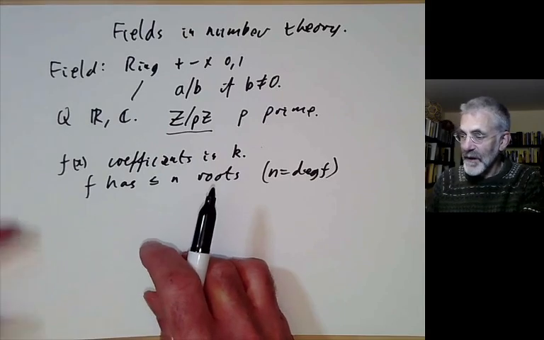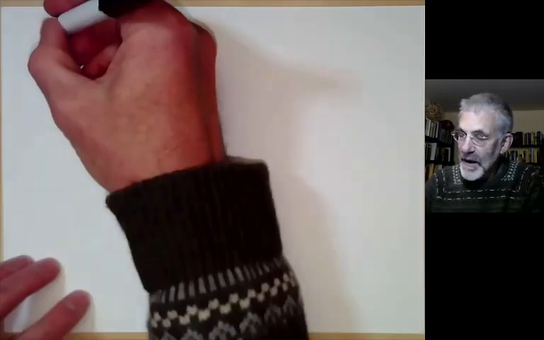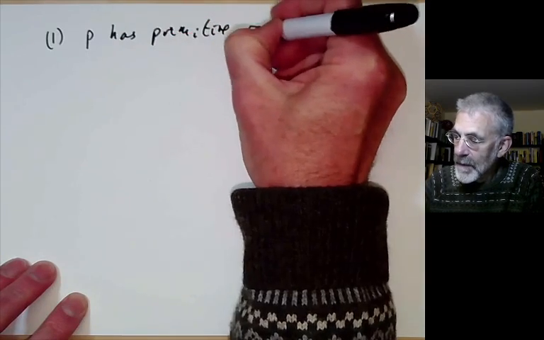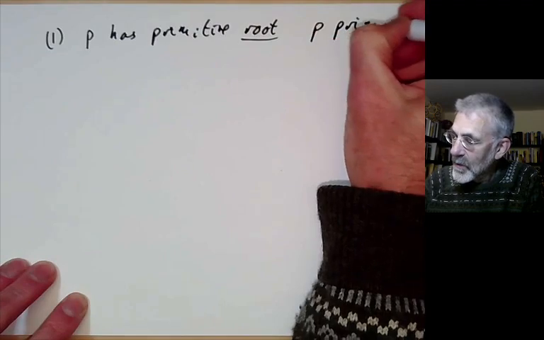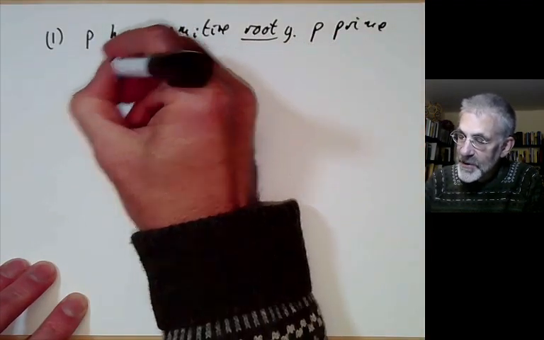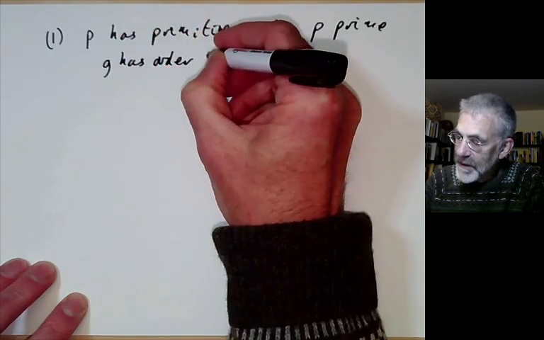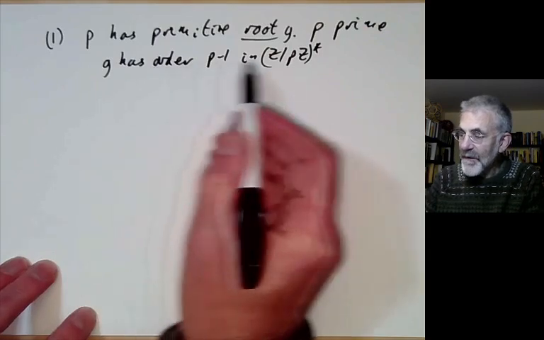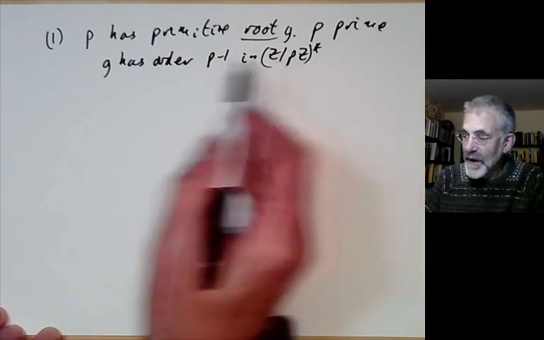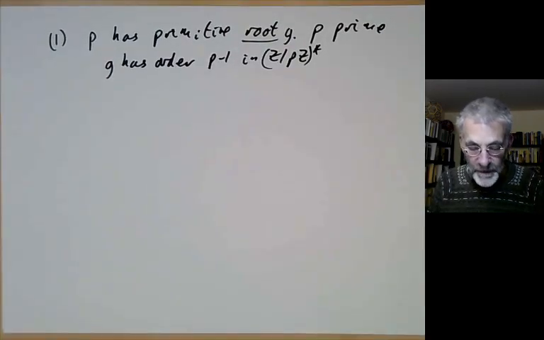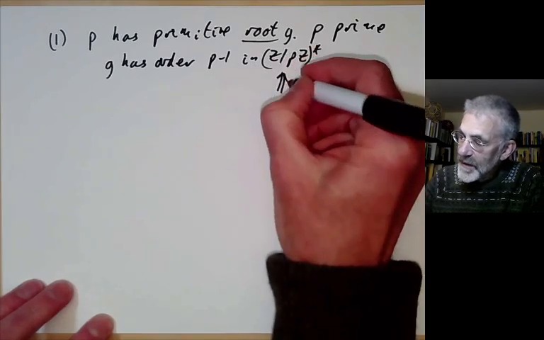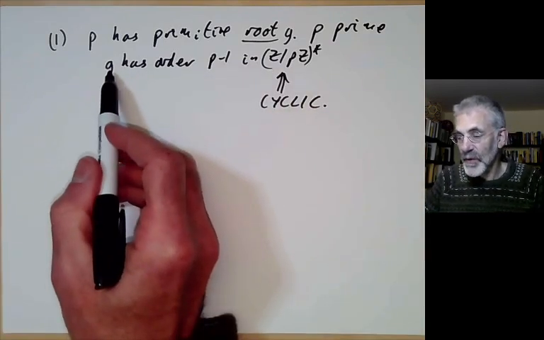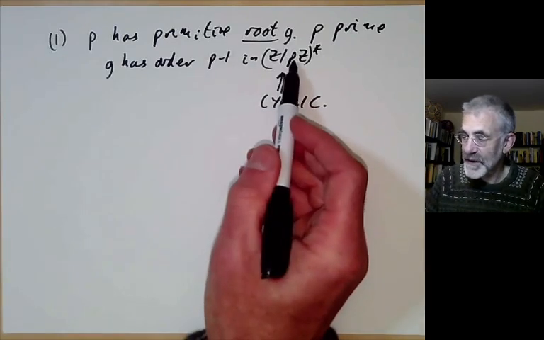Now let's go through a few theorems that we had about number theory and see how they generalize. The first theorem we had is that p has a primitive root. This is for p prime. What this means is a primitive root g is an element such that g has order exactly p minus 1 in (Z modulo pZ) star. So every non-zero element modulo p is a power of this primitive root g. Another way of saying this is that this group is cyclic. A cyclic group is just one such that there's some fixed element, which could be called a primitive root or a generator, such that every element is a power of it.